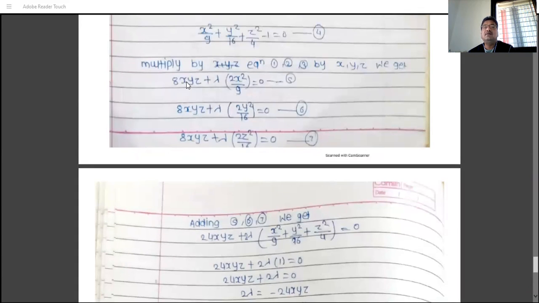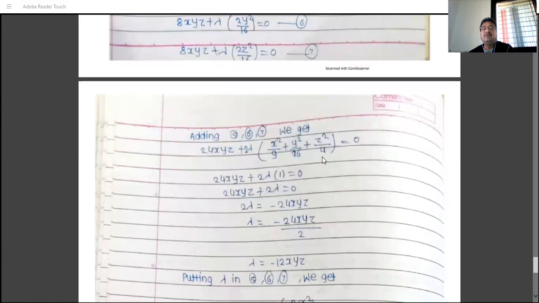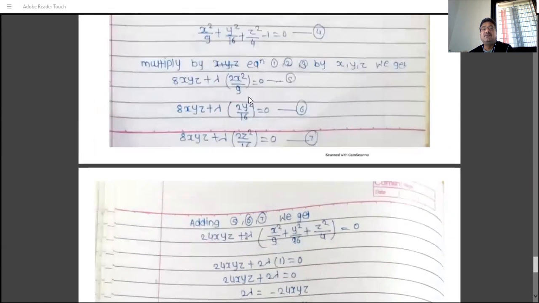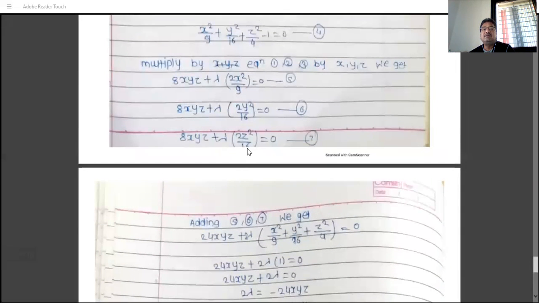8xyz, 24xyz, and take lambda as common. So we have 2 as common, so 2 lambda is common. Therefore, x square by 9 plus y square by 16 plus z square by 4. Okay, we have this here, right? Z square by 4.